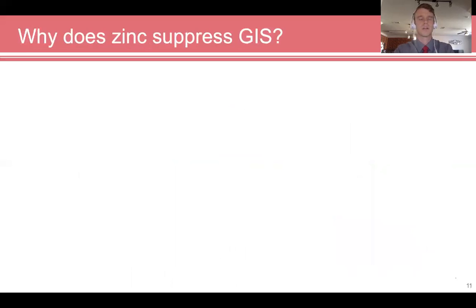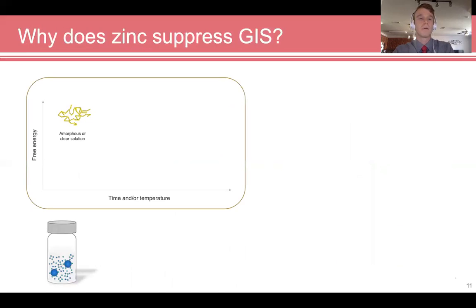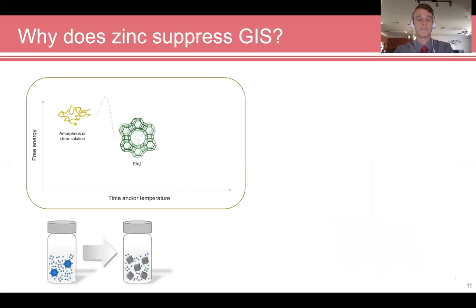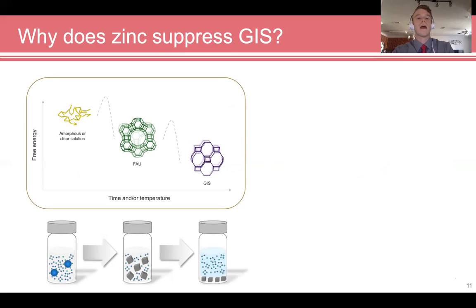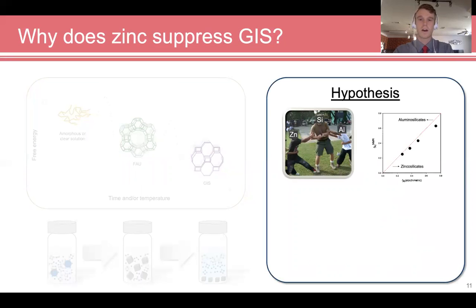Why does zinc suppress GIS? Well, just remember we have an amorphous solution, and that converts to phillipsite, which will then later convert to GIS. And we know that in this phillipsite solution in the middle, we have zinc both present in the solid and in the solution phases. So we know it's possible that zinc could be suppressing GIS from either one of those phases. But as I said earlier, our hypothesis is that zinc is competing with aluminum to bind silicon and therefore sequestering the silicon so that it can't nucleate GIS.